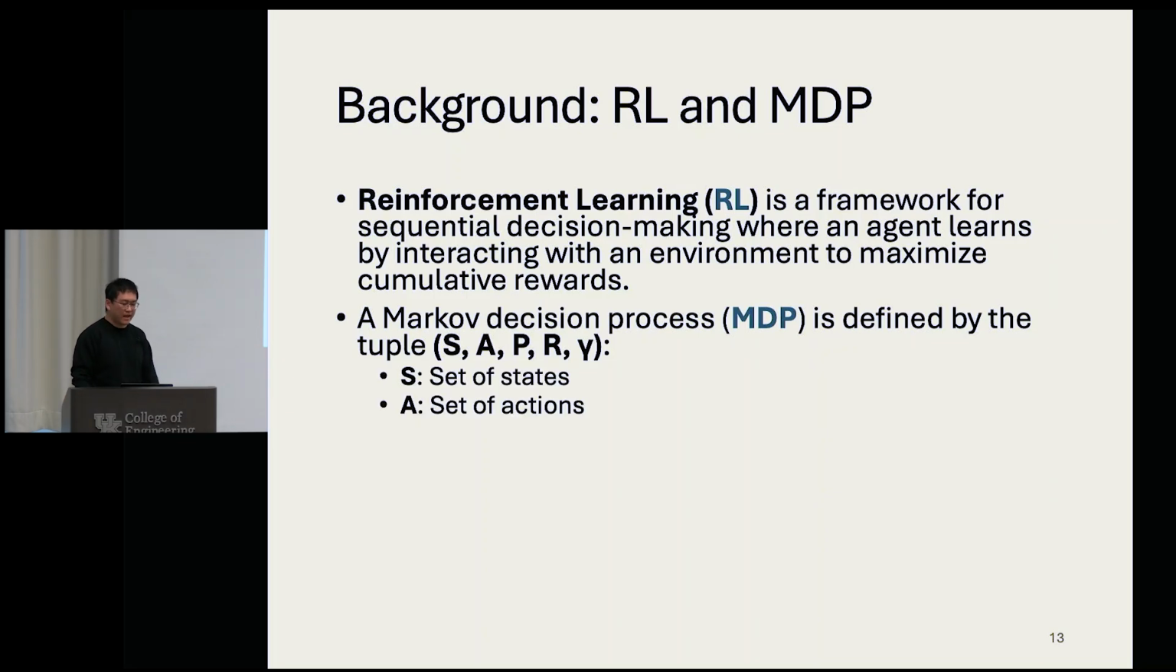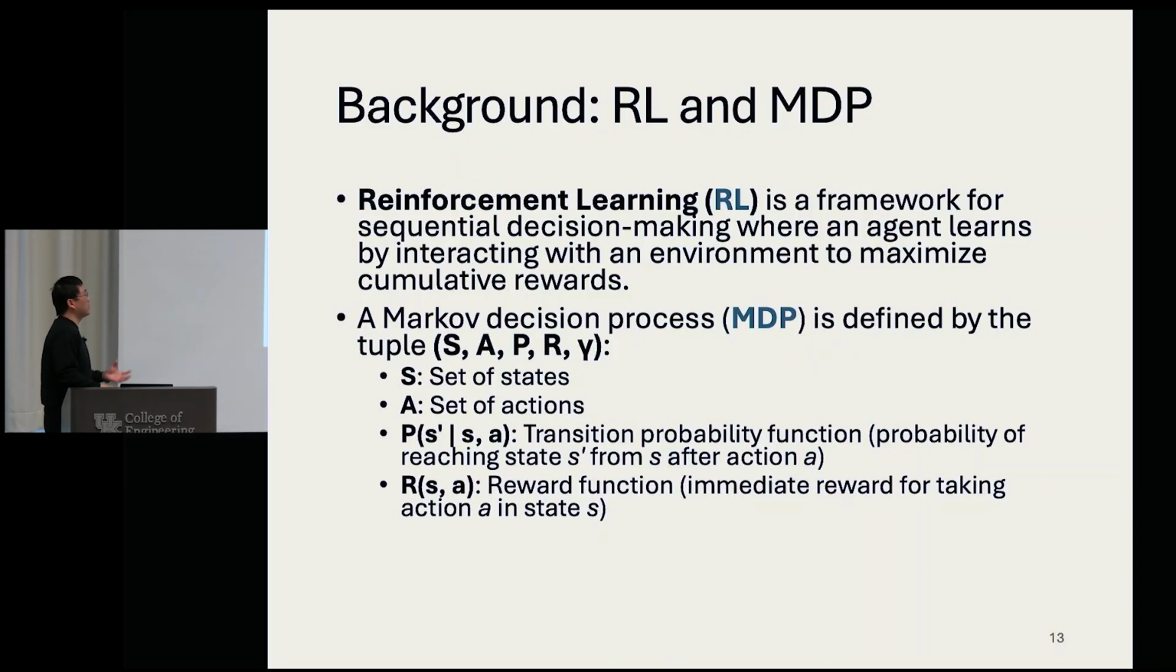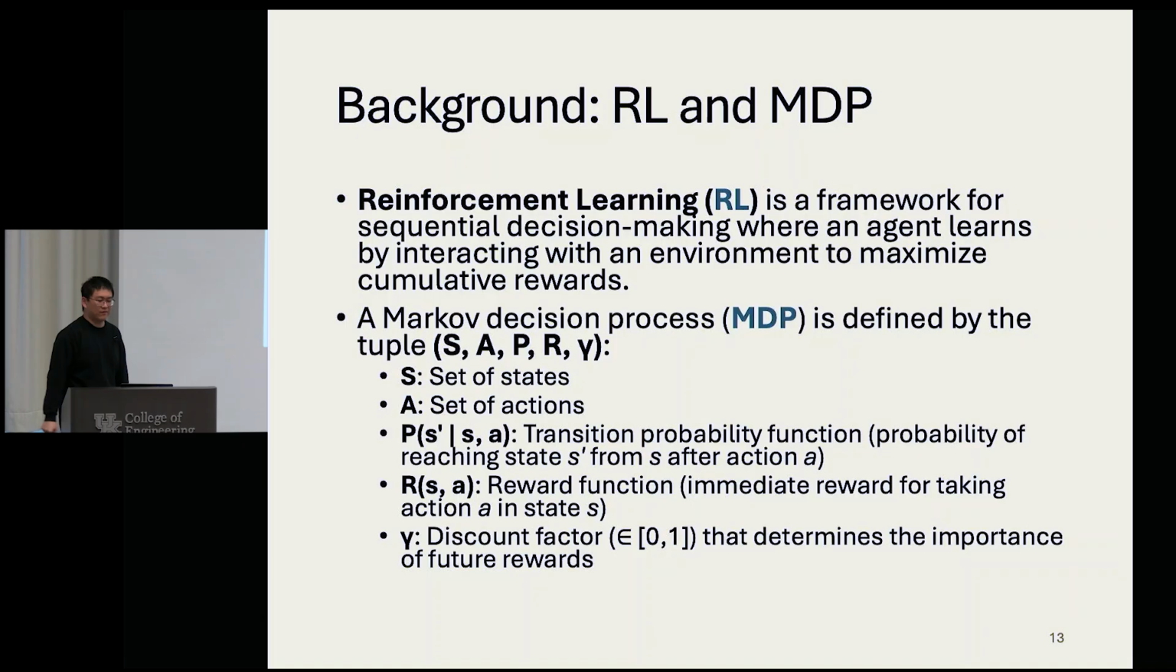S denotes the set of states, A denotes the set of actions, and P is a transition kernel, or transition probability function, which denotes the probability of reaching state S prime from S after action A. And of course we have the reward function, which tells how much reward we get when we do action A at state S. That's a scalar value. Sometimes we also have a discount factor gamma, a parameter between 0 and 1, that determines the importance of future rewards, because it's usually better to get a reward at the current time than the same reward in the future, since rewards get discounted as time passes.